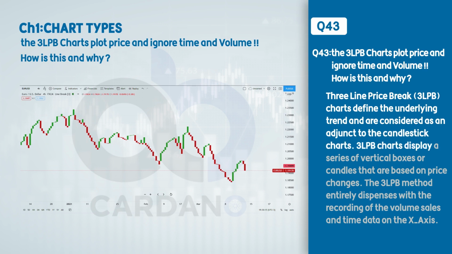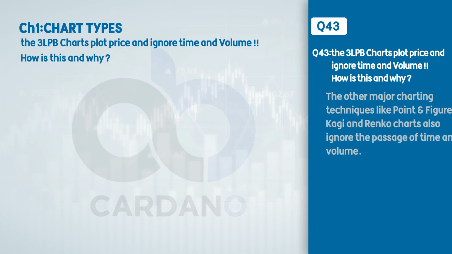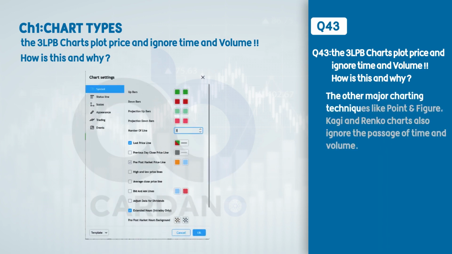3 LPB charts display a series of vertical boxes or candles that are based on price changes. The 3 LPB method entirely dispenses with the recording of the volume sales and time data on the x-axis. The other major charting techniques like point and figure, kagi, and renko charts also ignore the passage of time and volume.